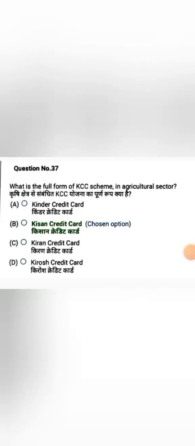Move on to the next question. What is the full form of KCC scheme in the agriculture sector? Full form of KCC. KCC means Kisan Credit Card. Option B is the correct answer. Kisan Credit Card.